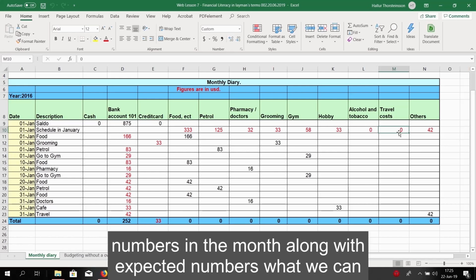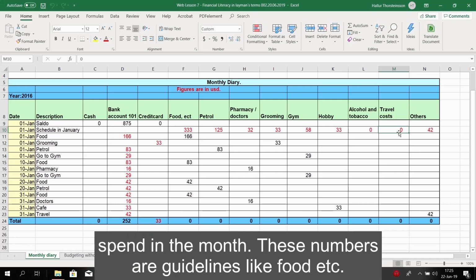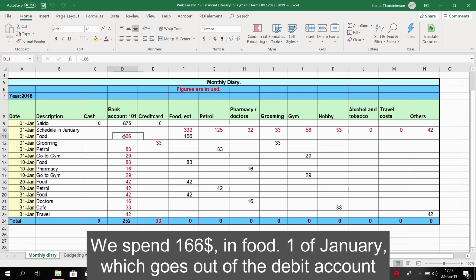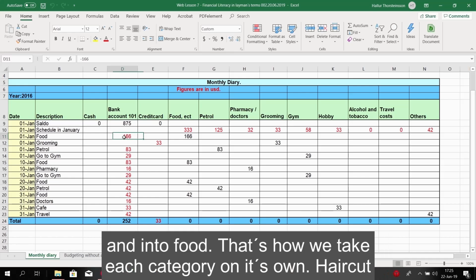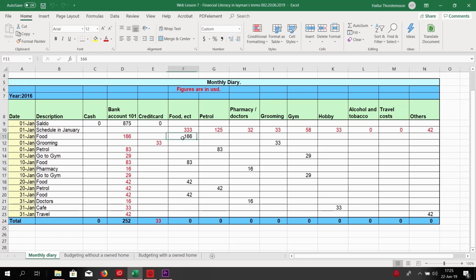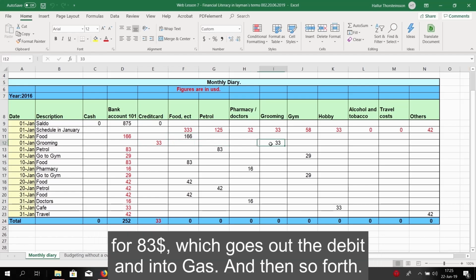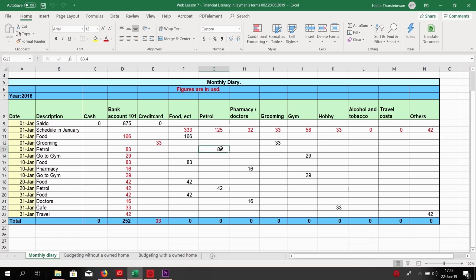These are only starting numbers in the month, along with expected numbers of what we can spend for the month. These numbers are guidelines, like food, etc. We spend 166 in food on the 1st of January, which goes out of the debit account and into food. That's how we take each category on its own. Haircut 33, which we can pay with the credit card, goes into grooming. Next is gas for 83, which goes out of the debit and into gas, and so forth.